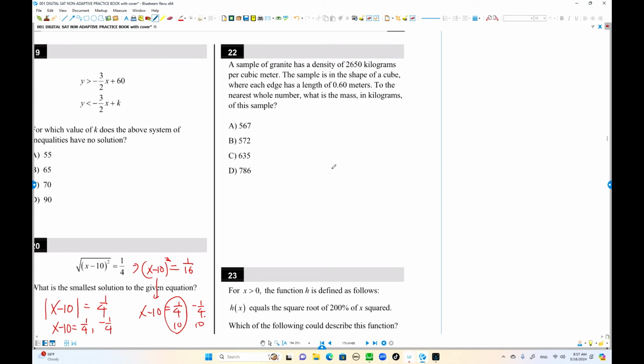Number 22. A sample of granite. You know what density is? Density equals mass over volume, okay? For cubic meters, we have density this much, 2650 kilograms. The cube has a length of 0.6 times 0.6 times 0.6, right? That's the volume.